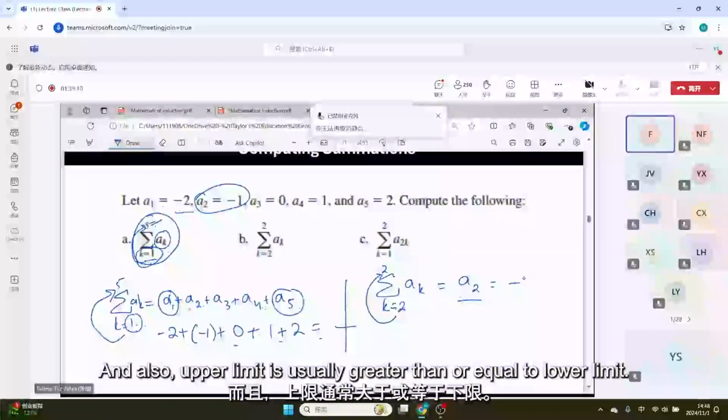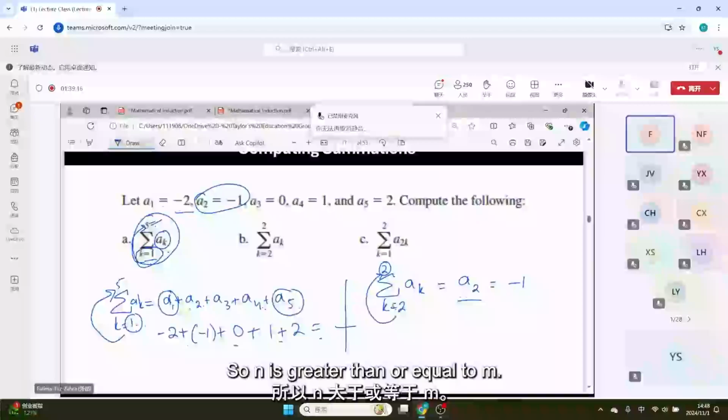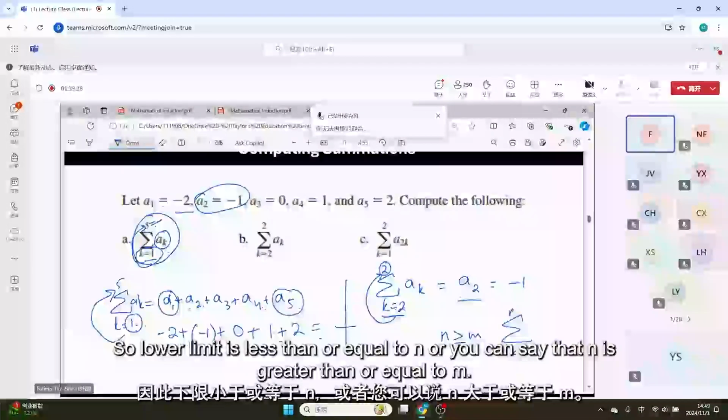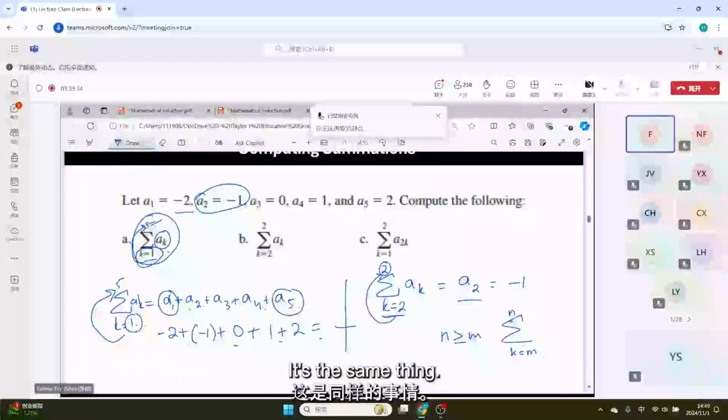And also, this upper limit is usually greater than or equal to lower limit. Okay. So n is greater than or equal to m. Here, this is the general representation. Okay, so lower limit is less than or equal to n, or you can say that n is greater than or equal to m. It's the same thing.